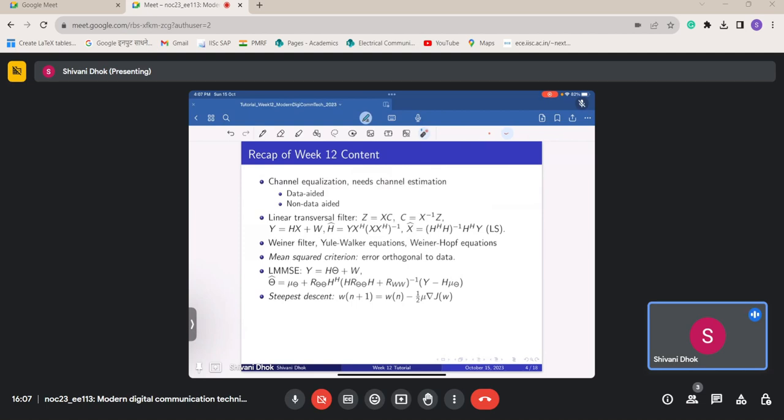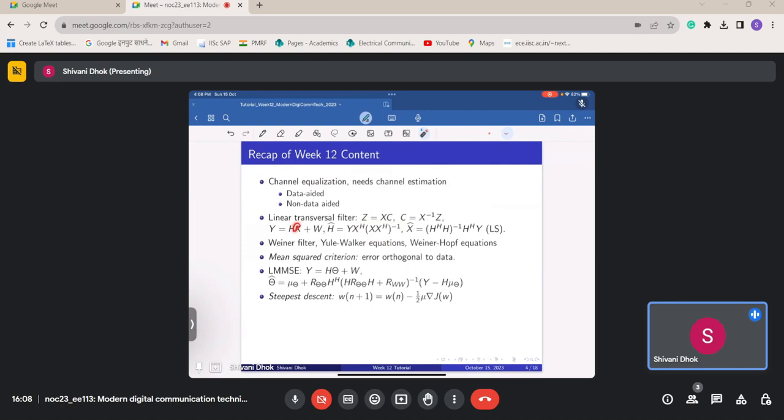One of the ways was the linear transversal filter. Suppose if I have z equal to xc, then I can have this c as x inverse z. In a similar way, if we have y equal to hx plus w, then the estimate of h can be given as y x Hermitian into x x Hermitian whole inverse. This factor here is known as the pseudo inverse of x.